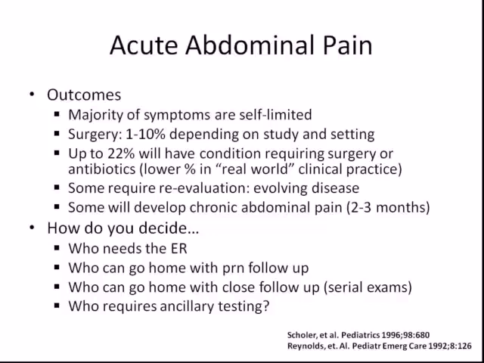Some patients with acute abdominal pain require reevaluation because they have an evolving disease, and some will develop chronic abdominal pain that lasts multiple months. So, when you're in your office or in the emergency room, how do you decide who needs to go to the ER? Who can go home with follow-up on an as-needed basis?